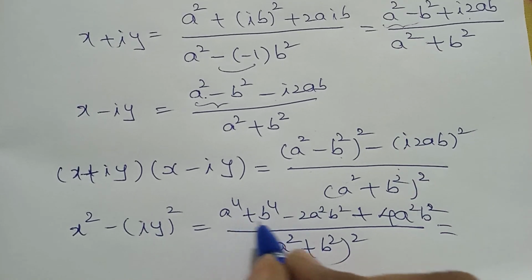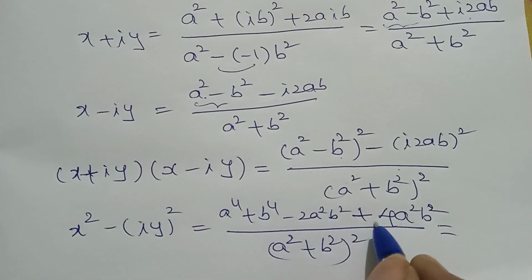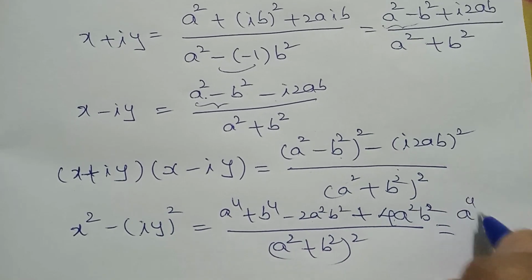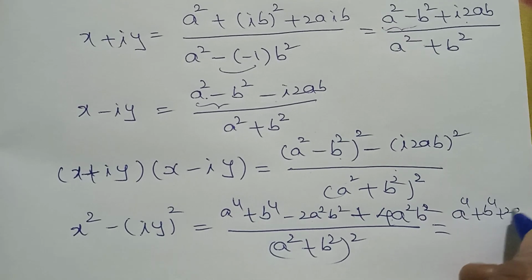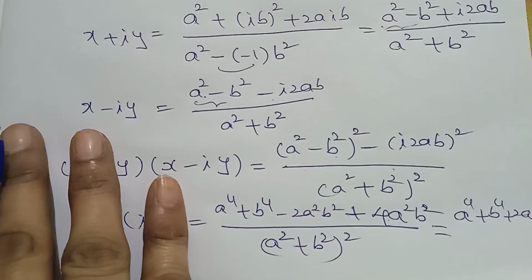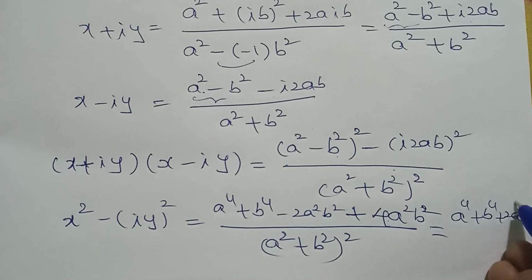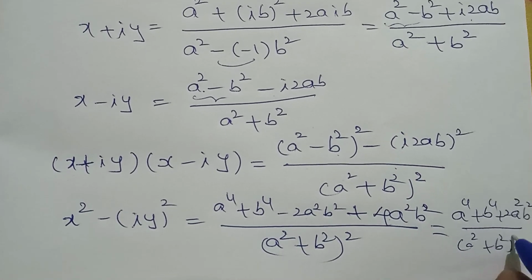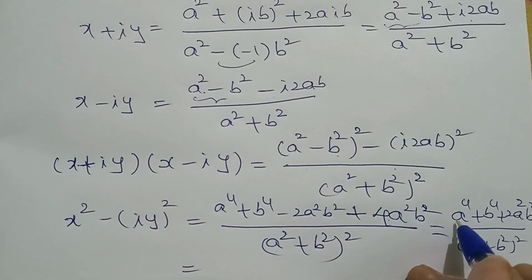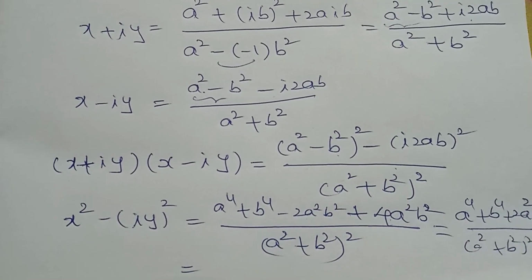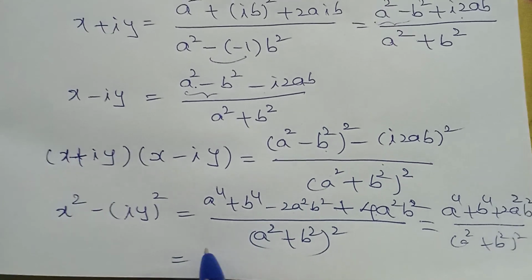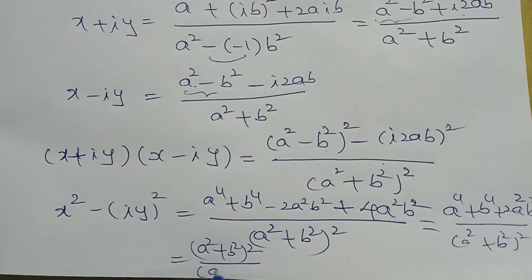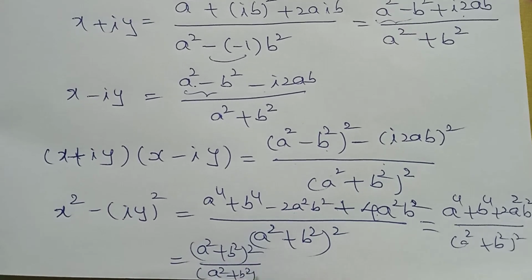Numerator in the form of a power 4 plus b power 4 minus 2a square b square plus 4a square b square is 2a square b square. So a power 4 plus b power 4 plus 2a square b square, by (a square plus b square) whole square. So numerator also becomes a power 4 plus b power 4 plus 2a square b square, which becomes (a square plus b square) whole square, by denominator also again (a square plus b square) whole square.